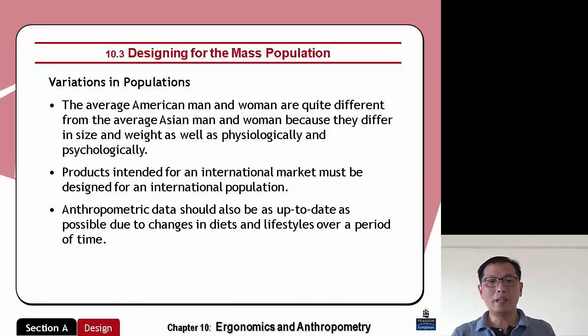Now, variation in populations. Okay, the average American man and woman is quite different from the average Asian men and women, physiologically and psychologically. So if you design a product for the European market, or you're going to design something for the Asian market, they are different sizes. So you need to be very careful when you design for the international market. They must be for an international population. So you must take into consideration your anthropometry data.